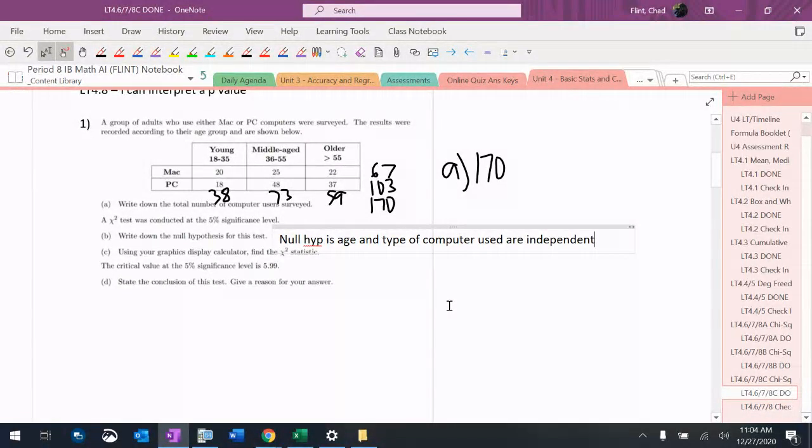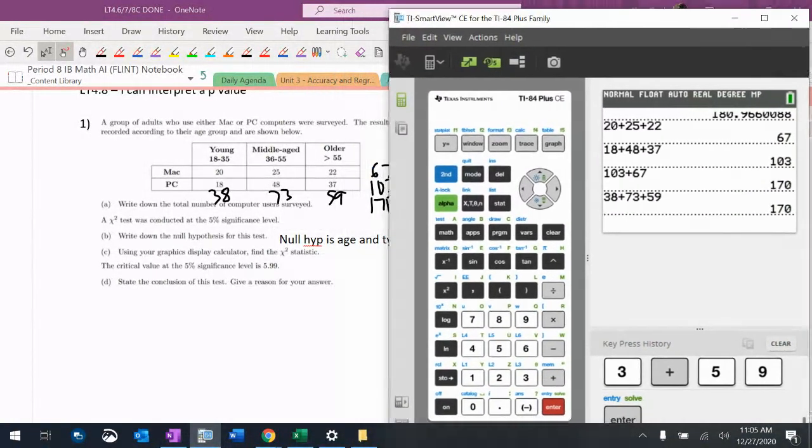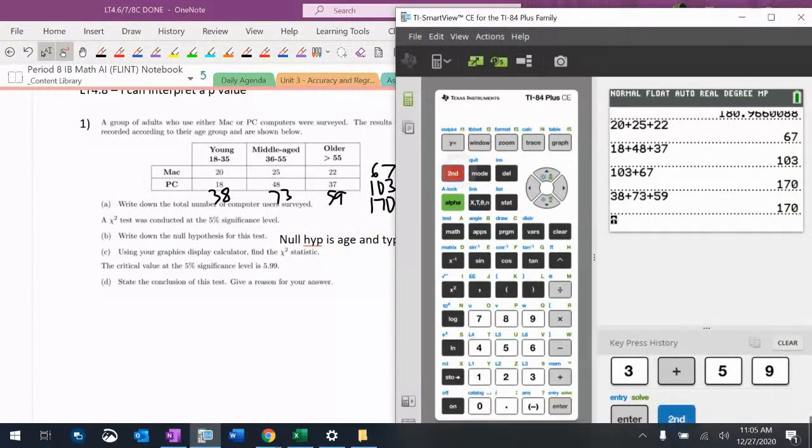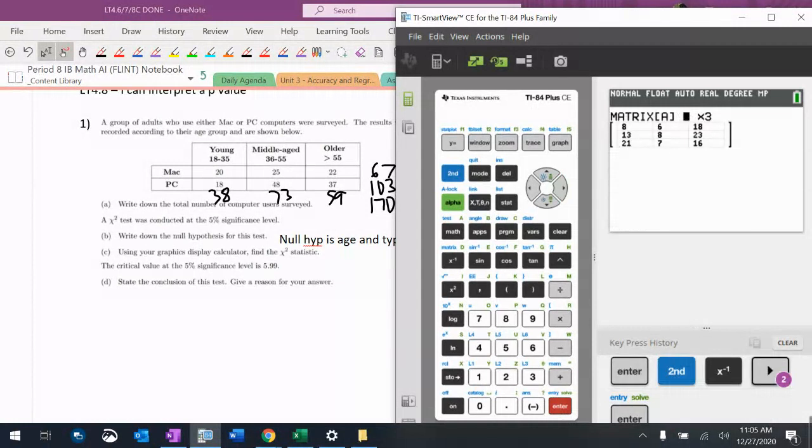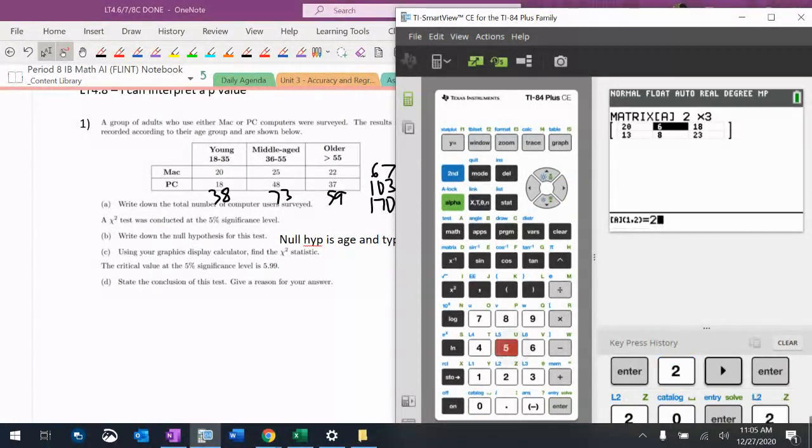Using your graphing calculator, find the chi-squared statistic. Okay, so I want to go through and put this into the calculator. So let me get this over here. All right, so matrix A. Edit, matrix A. This is 2 by 3. So the first one goes in, the observed goes in. So 20, 25, 22, 18, 48, 37. So there's my observed.